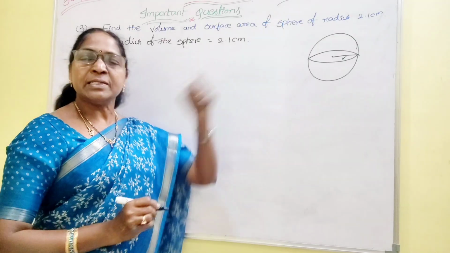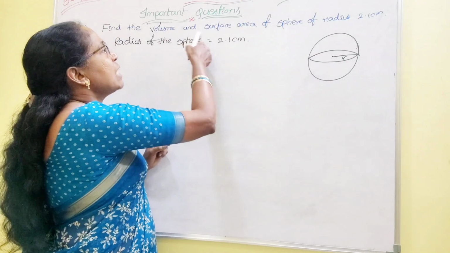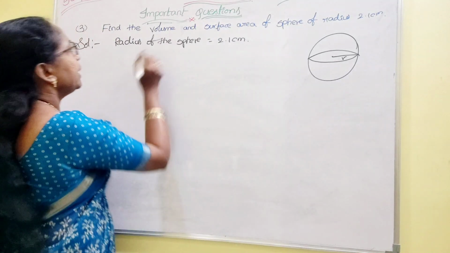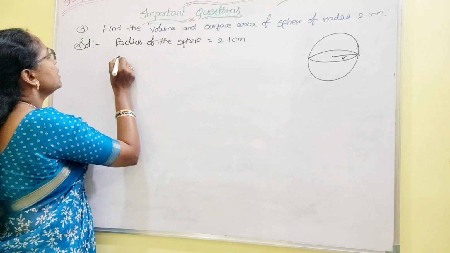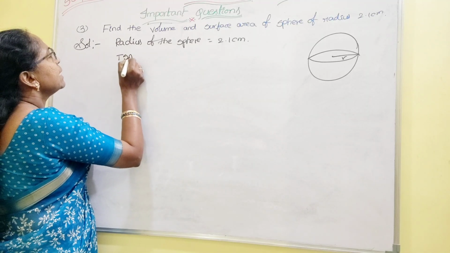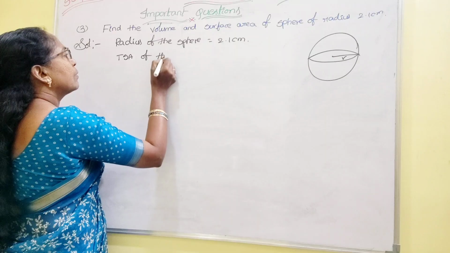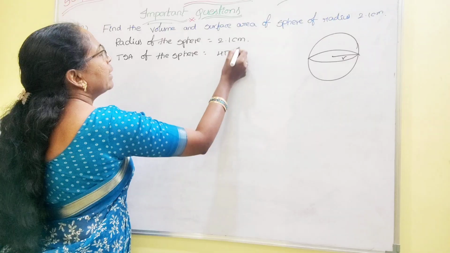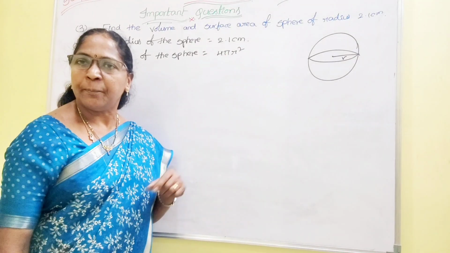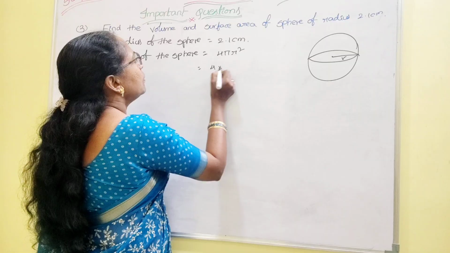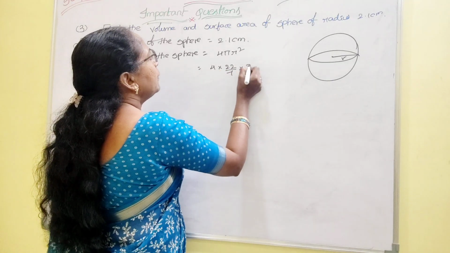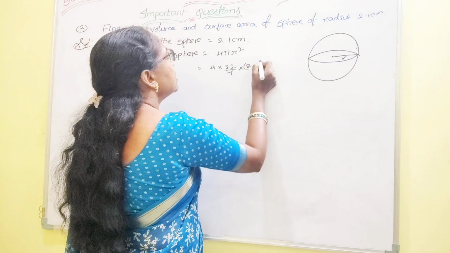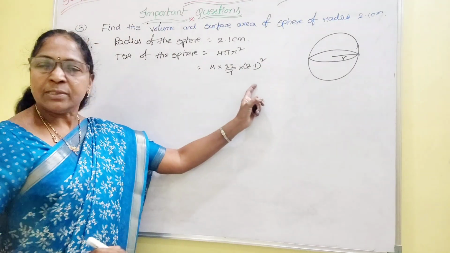Here they did not mention CSA or TSA. Whenever surface area is mentioned, you have to find the total surface area. So here volume and surface area means total surface area, TSA of the sphere. That equals 4 pi r square is the formula. Where 4 into, where pi equals 22 by 7 into, where radius equals 2.1 centimeter, that means 2.1 whole square.